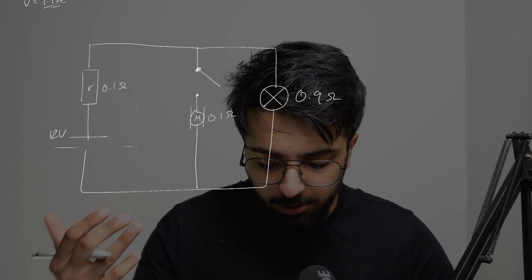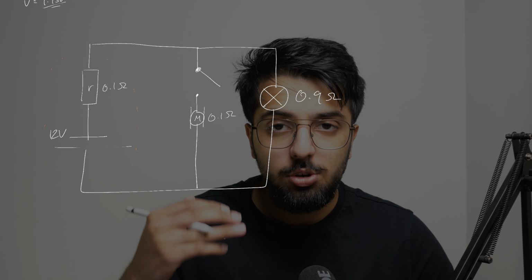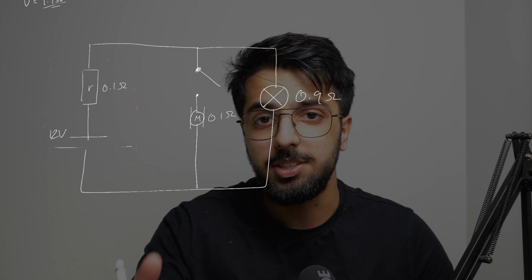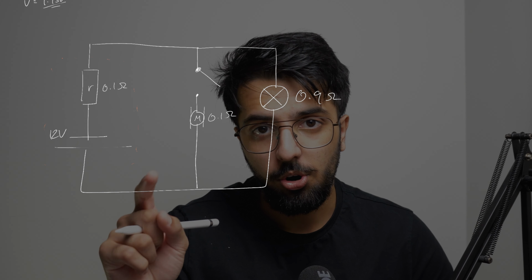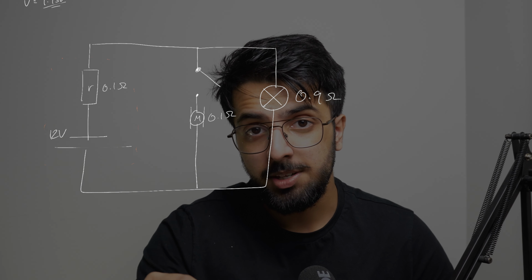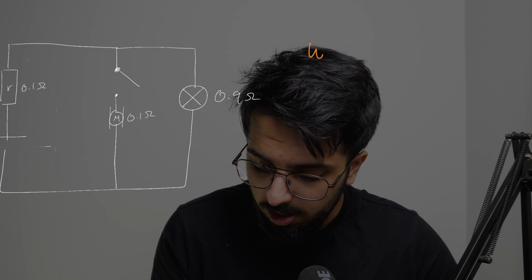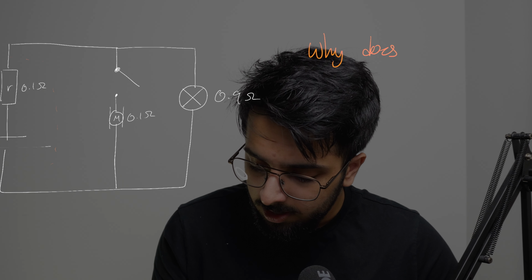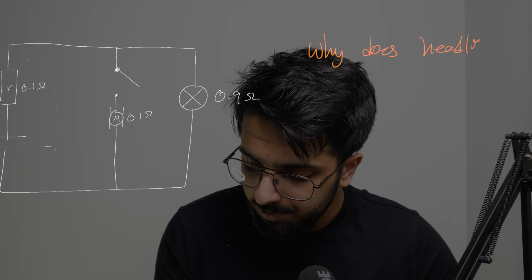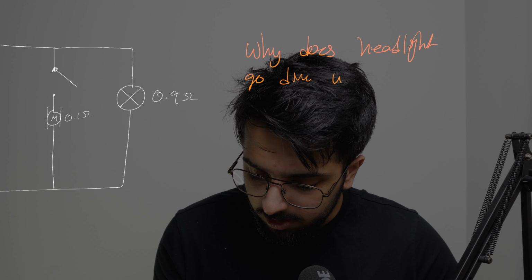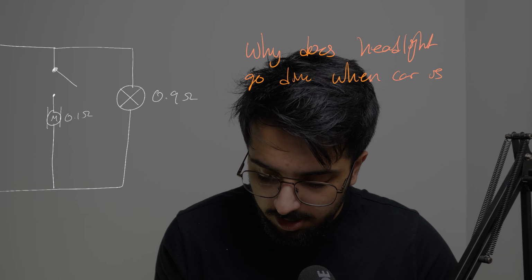Okay, so there is this phenomenon that happens when your car lights are on but the engine is off, and then you turn on your car: your headlamps will actually go dim before going back to bright again. And so the question that we want to answer is, why does the headlight, which is our headlight right here, go dim when the car is starting?